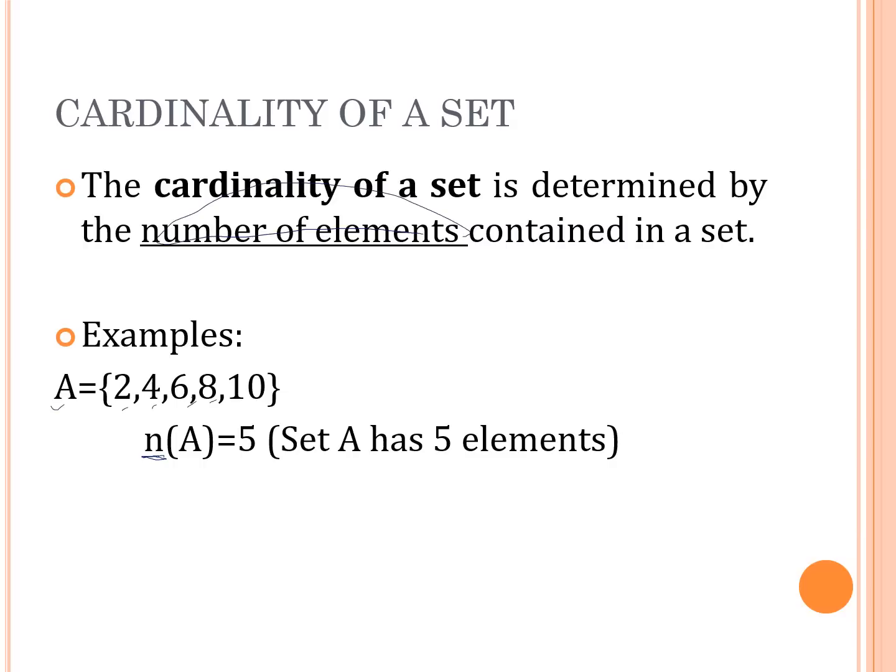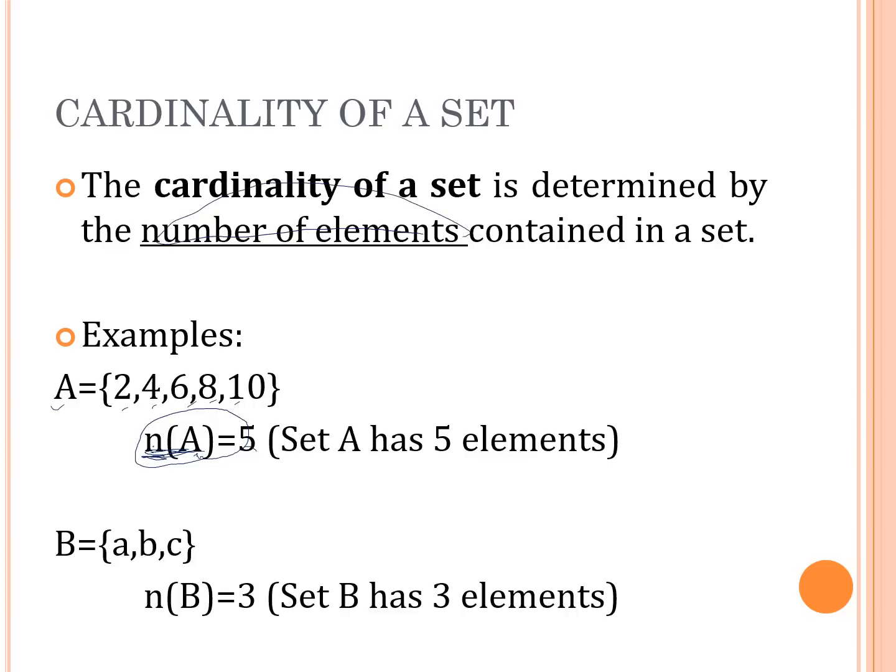So we have 1, 2, 3, 4, and 5. The cardinality of set A is 5. Okay, when you see the symbol, that is read as the cardinality of set A is 5. For example B, we have set B with elements a, b, c. Again, to denote its cardinality, we use small letter n and then parenthesis enclosing letter B, or the name of the set. We have here cardinality of set B is 3, since set B has 3 elements. Okay, that is for cardinality of a set.